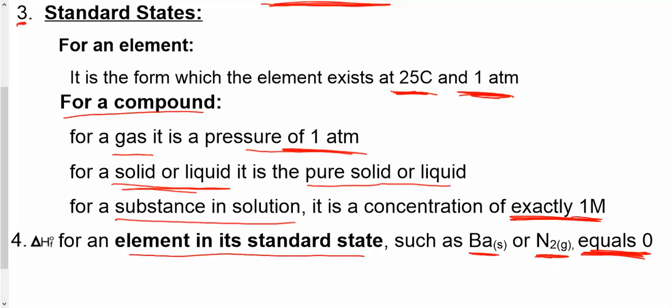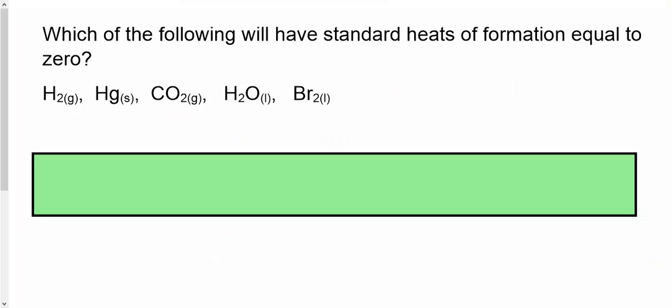And let's see if we understand this. Which of the following will have standard heats of formation equal to 0? Hydrogen gas, mercury solid, carbon dioxide gas, water liquid, or bromine liquid? I'll give you a minute to think about that. Pause the video if you want to pause it first.